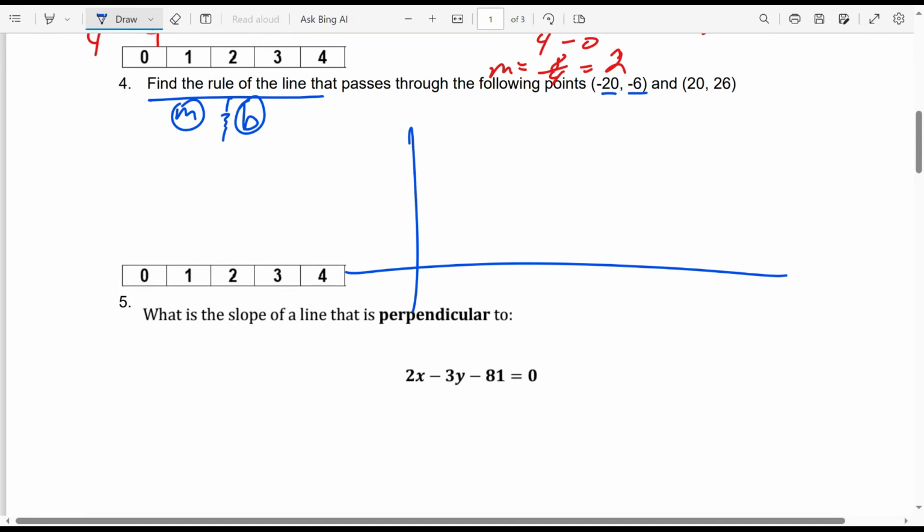Now then, why does it have rise over run? So the rise over run part of it, or sorry, why is it that y is on top in that formula?